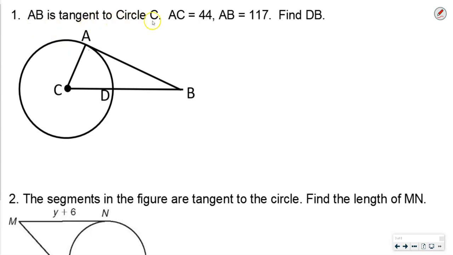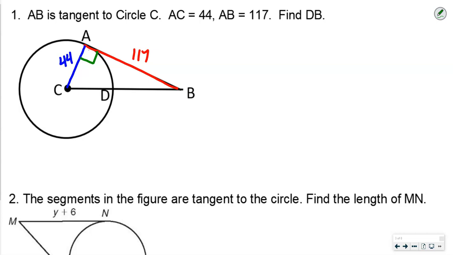It says AB is a tangent to circle C. AC is 44, AB is 117, and DB is what we're trying to find, okay? So AB is a tangent, so I'm going to go ahead and mark that. And it also says that it's 117. And we know that AC or CA is a radius, and it's 44, right? So hopefully you know that where the tangent intersects the radius is a right angle.